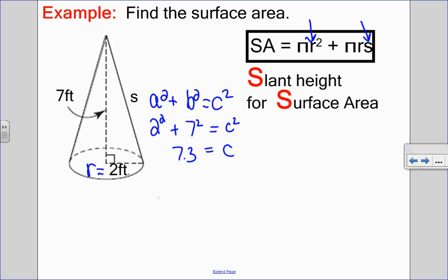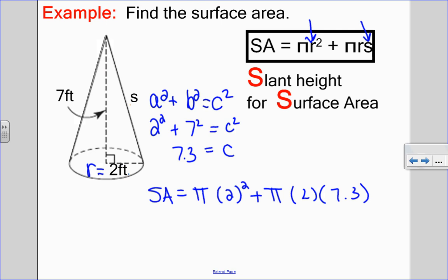Now I'm good to go. So look at my formula. Surface area equals pi times radius in brackets squared plus pi times radius in brackets times the slant height, which I just found. I'm going to put that into my calculator just like I showed you the last time, all in one keystroke. So I'm going to do pi bracket 2 squared, all in brackets, of course, plus pi, and then bracket 2, bracket 7.3, and I get a surface area altogether of 58.4. Please don't forget your units, square feet.